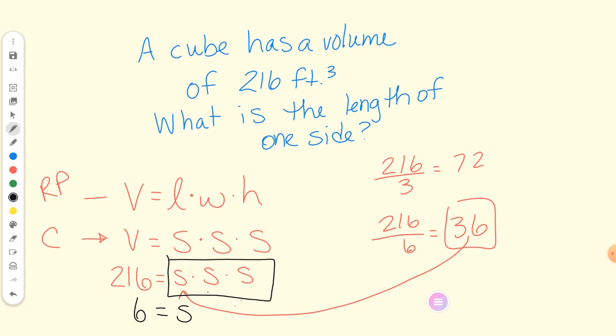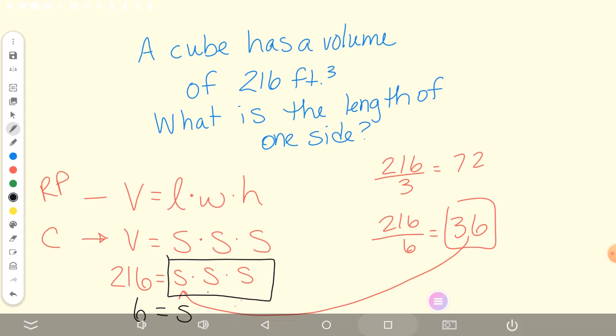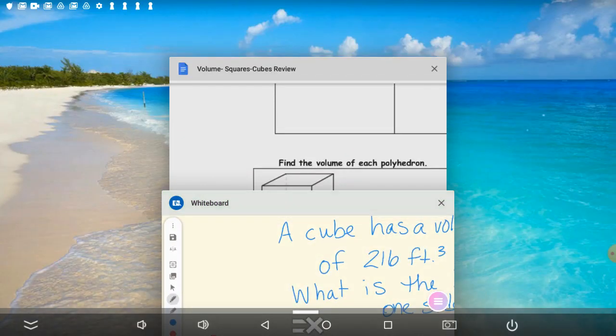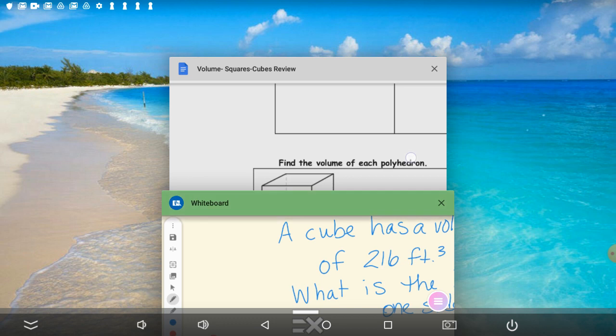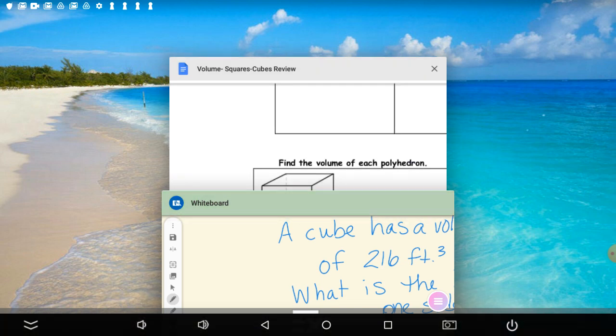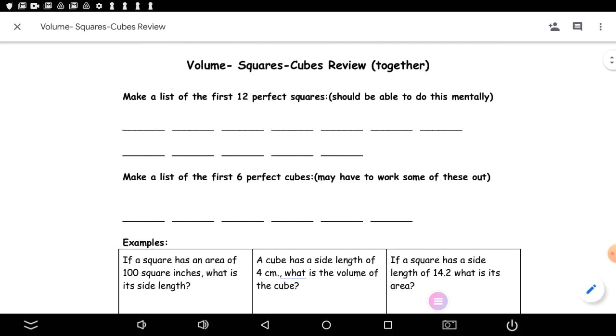Okay? Now, look at your notes page. The notes page is on perfect squares and perfect cubes. Make a list of the first 12 perfect squares. You should be able to do this mentally. So, any idea what perfect squares are?